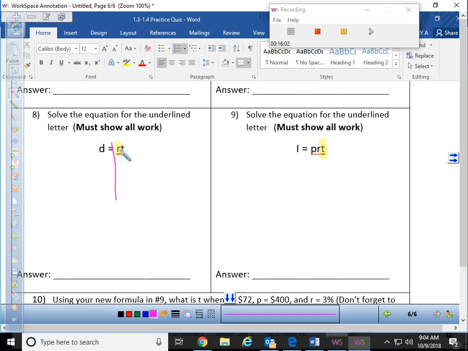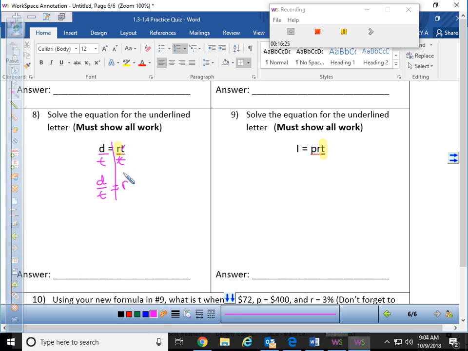Well, that's easy. If t is connected to r, let's get rid of the t. And how is the t connected to the r? Yeah, by multiplication. And what's the inverse of multiplication? Division. So I'm going to divide both sides of this equation by t. And that will cancel this t, and now r is by itself. So now I get r equals d divided by t.